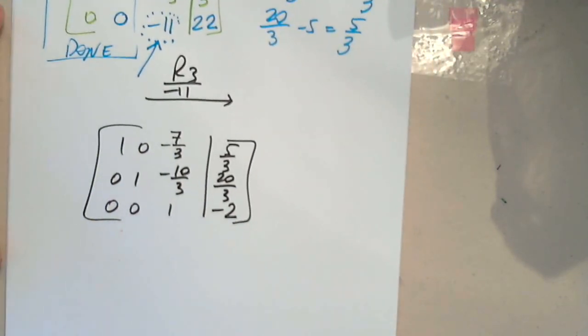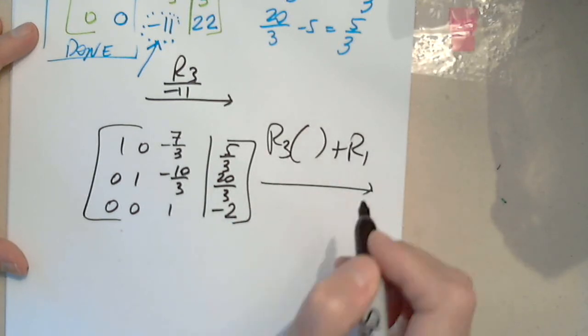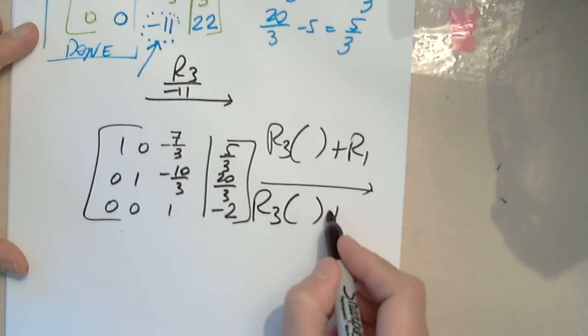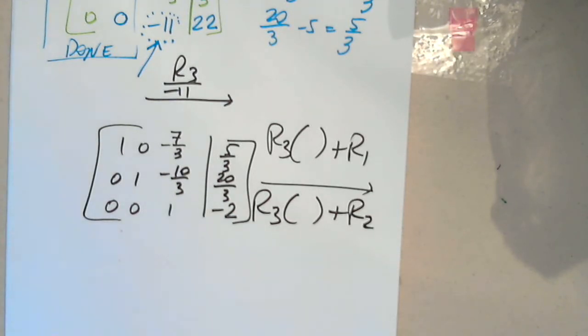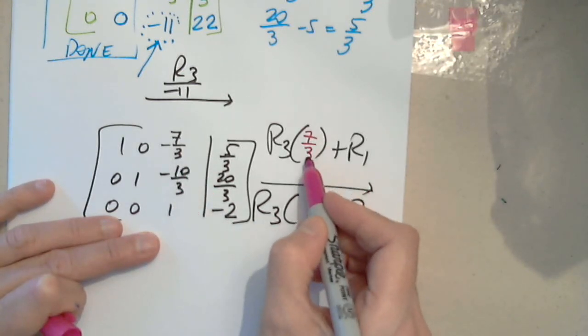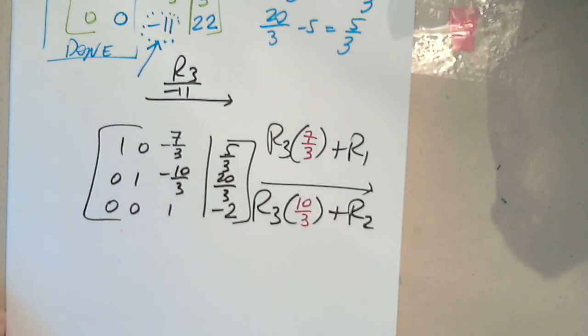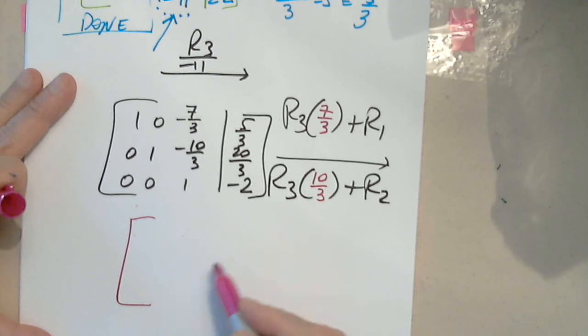Final step. Since it's the final step, I need to multiply row 3 by something and add it correspondingly term by term to row 2. So, in order to eliminate the -7/3, I have to multiply by 7/3. In order to eliminate -10/3, I have to multiply by 10/3. I copy everything.